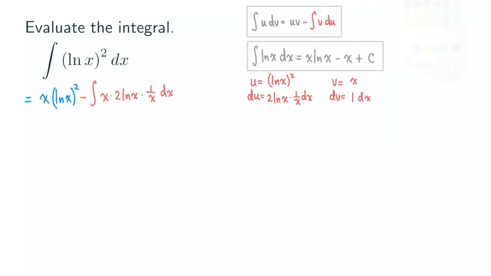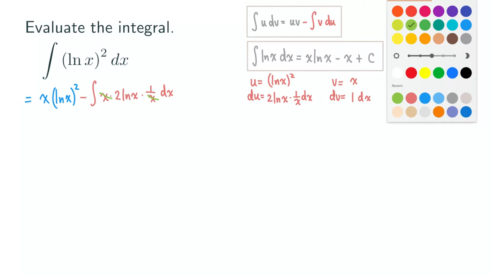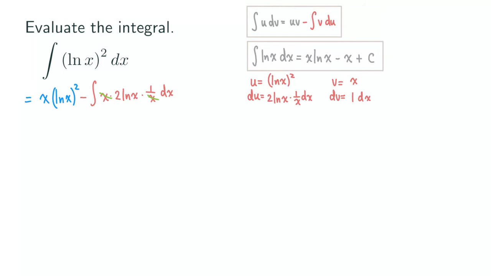So this looks like a messy expression, but actually it is not too bad. You can see that we have an x here, and we have a 1 over x here. You can cancel them right now. You can reduce the fraction, so we can cancel them. Okay, so we don't need to worry about it anymore.